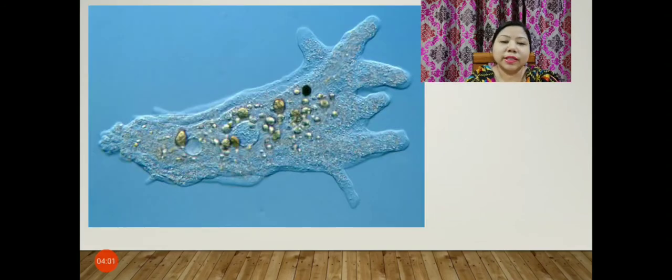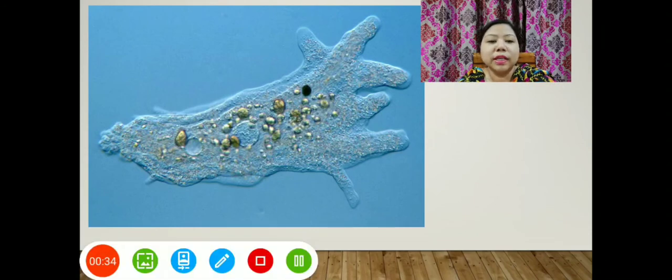So here you can see the picture of amoeba. Amoeba is a single-celled organism. A single-celled organism is capable of performing all the activities required for the survival of the organism. Children, look at the shape of amoeba. Can you define the shape of amoeba? Amoeba has no definite shape. It is irregular in structure.